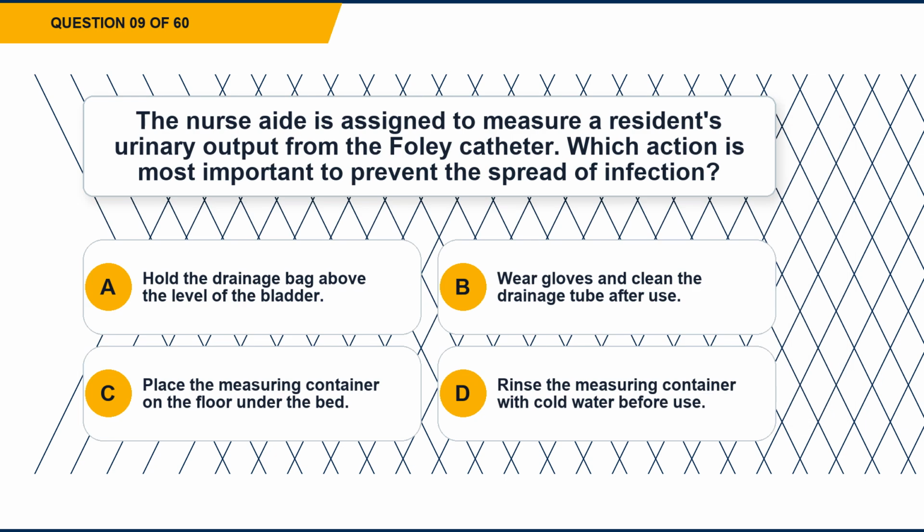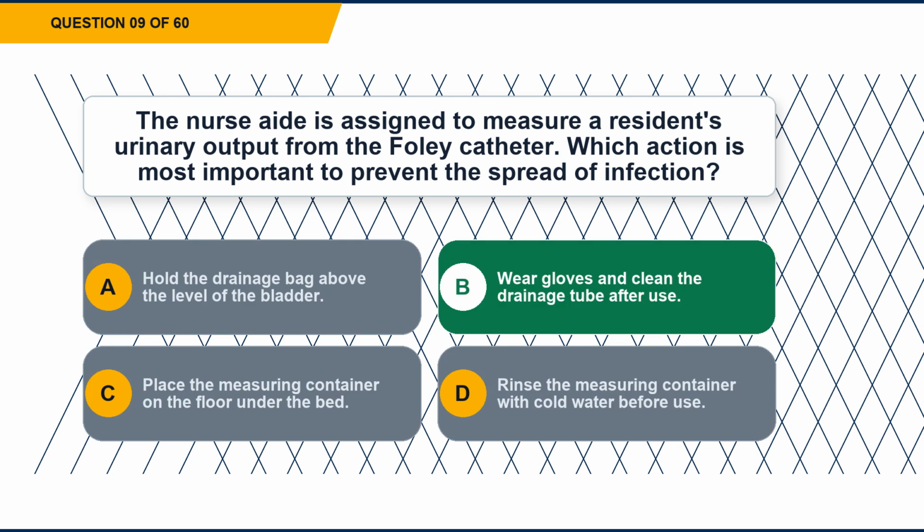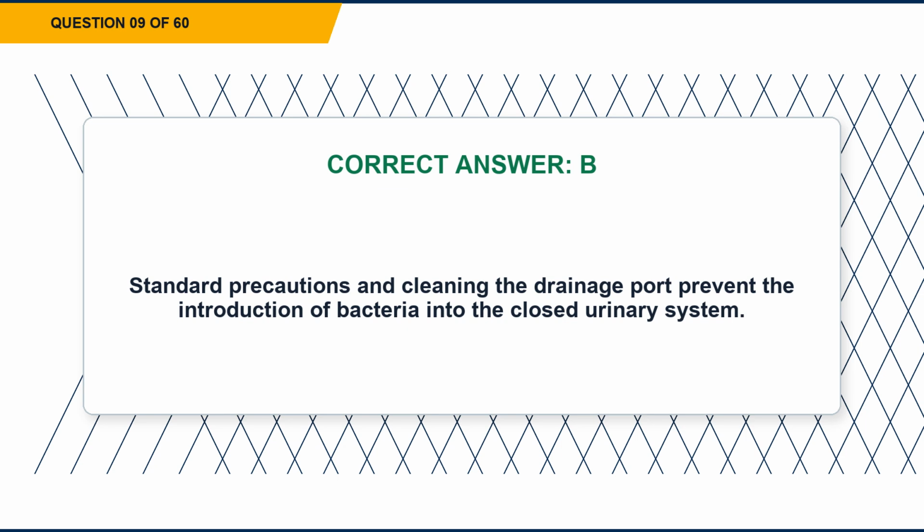Question 9. The nurse aide is assigned to measure a resident's urinary output from the Foley catheter. Which action is most important to prevent the spread of infection? Option A. Hold the drainage bag above the level of the bladder. Option B. Wear gloves and clean the drainage tube after use. Option C. Place the measuring container on the floor under the bed. Option D. Rinse the measuring container with cold water before use. The correct answer is option B. Wear gloves and clean the drainage tube after use. Explanation. Standard precautions in cleaning the drainage port prevent the introduction of bacteria into the closed urinary system.